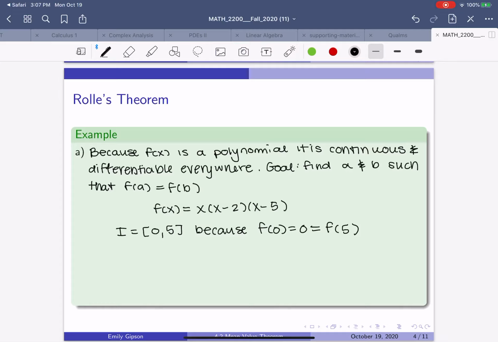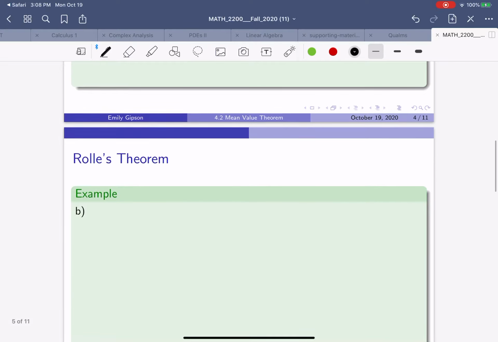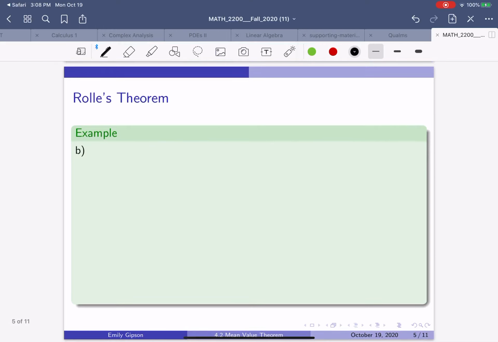And it's easiest to just pick where the zeros are. And luckily this factors pretty nicely. So we found an interval on which Rolle's theorem applies. Excellent job. Next, we're interested in finding all the points within our interval at which f'(c) equals 0. So we're looking for critical points.